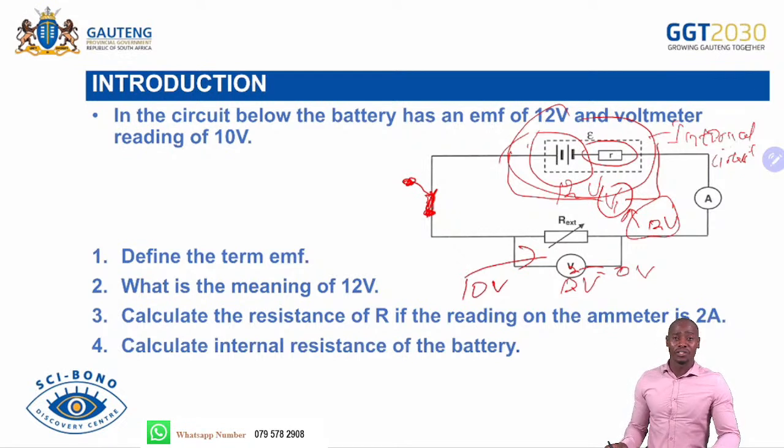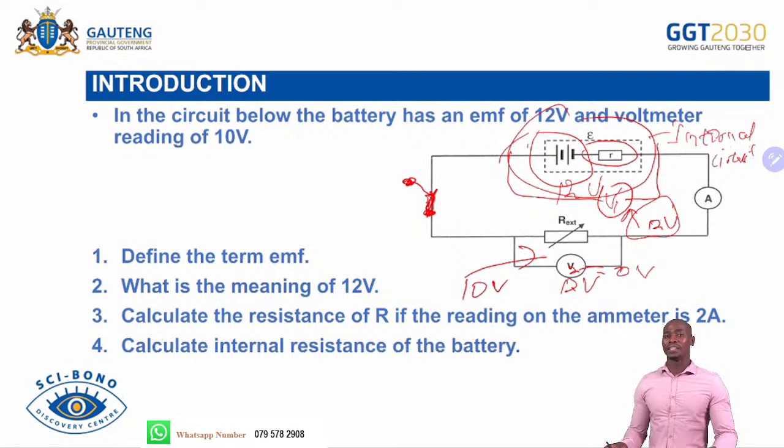So why is there that voltage drop? Because they will ask you why there's a decrease in the voltmeter reading. The reason being the battery has internal resistance, which means that some of the volts will be used by the battery itself.